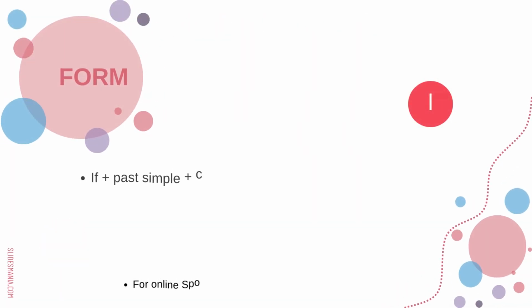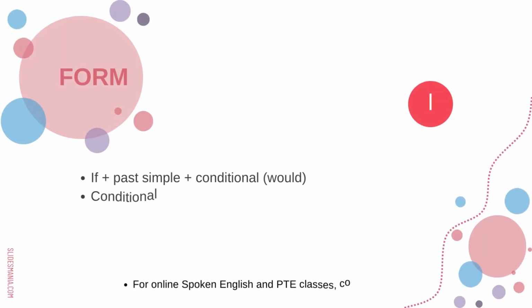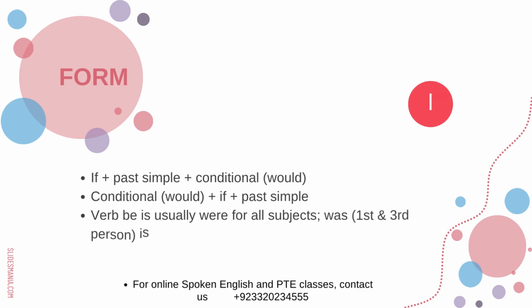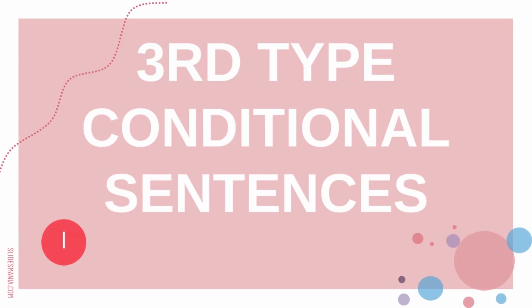Form: if plus past simple plus conditional would. Number two: conditional would plus if plus past simple. Number three: the verb be is usually were for all the subjects. Was for first and third person is colloquial. Now we have third type conditional sentences.